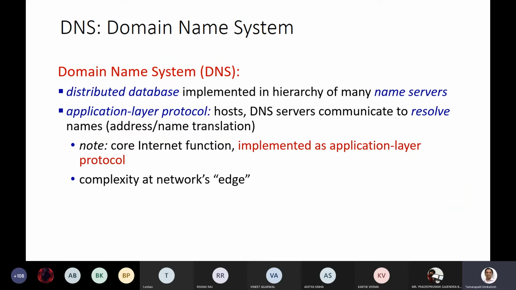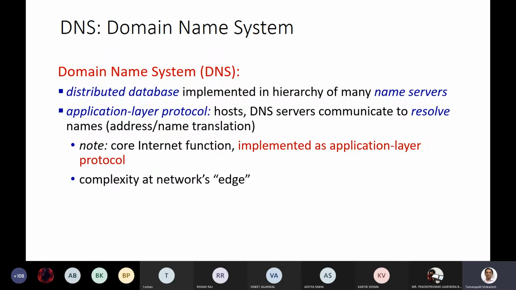And for even finding out the mail server corresponding to the IITG's mailing system, you will have to depend on this DNS. And it is implemented as an application layer protocol because DNS runs over UDP transport protocol. So in that sense, we call it an application layer protocol, but it is outside all the other application layer protocols. It acts as a supporting protocol for all the other major application layer protocols like web or email.